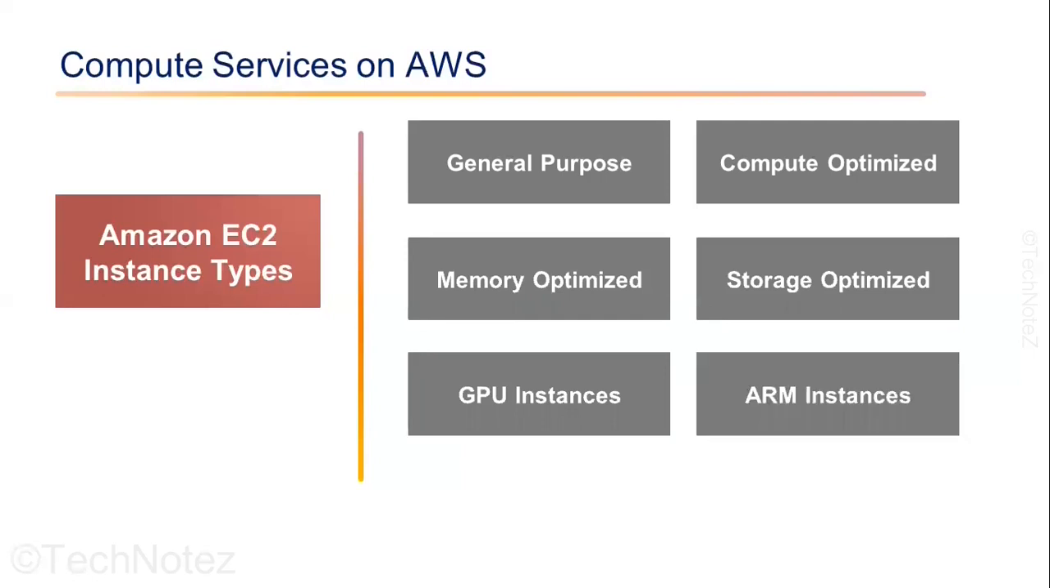ARM instances. ARM instances are based on the ARM architecture, which is a type of processor architecture that is commonly used in mobile devices and embedded systems. The main benefit of using ARM instances is that they tend to be more power efficient and less expensive than instances based on other architectures such as x86. This makes them an attractive option for workloads that require a large number of low cost, low power instances.